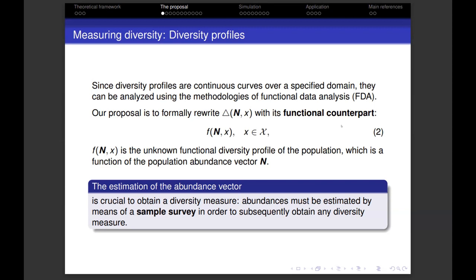But in this way, we encounter two main problems. The first problem is to give a suitable sample design that allows us to make inference about the profile. The second problem is to ensure that the profile belongs to the functional space. If you want to work with functional analysis, the functions must belong to a Hilbert space.